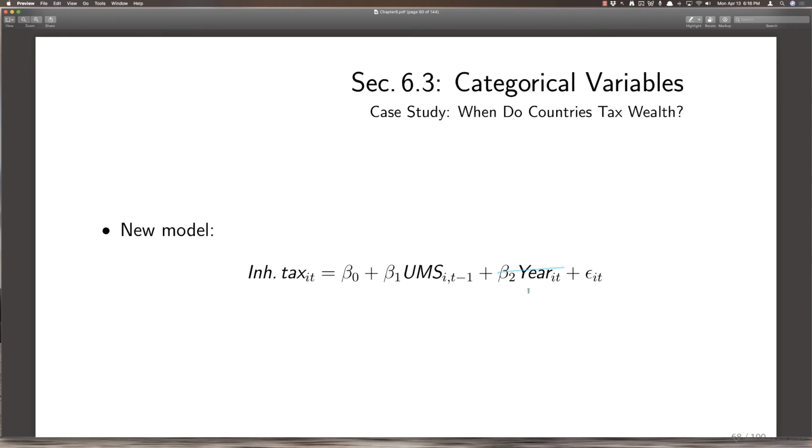Now there's a couple of ways you can do this, including year. We're just going to include year as a continuous variable. Actually, it's an integer variable, but you treat it the same way. We're not including year here as a category.